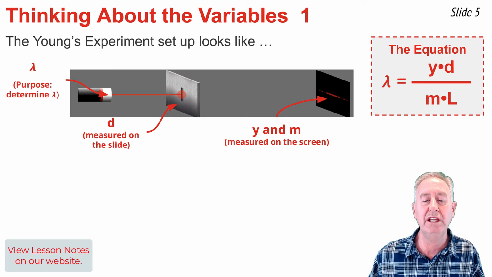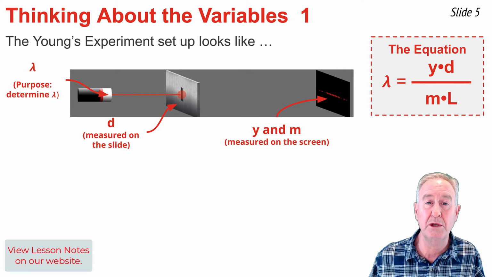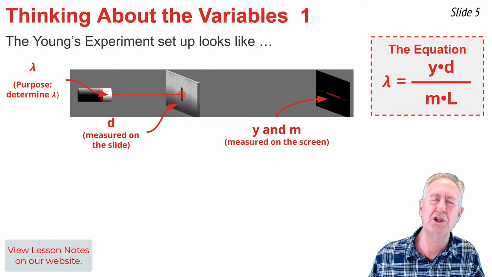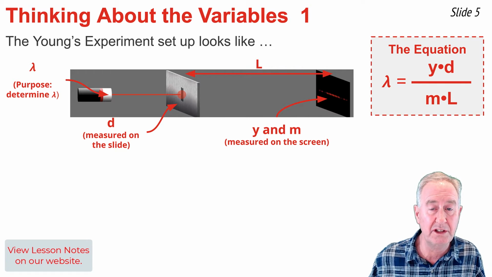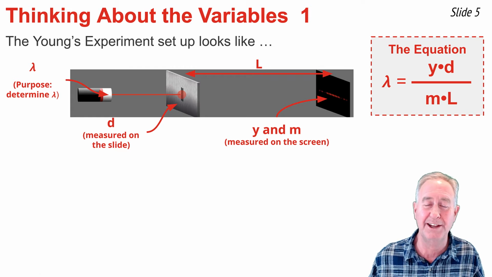The value d is the separation distance between slits. It's measured on the slide, but in actuality, usually the manufacturer of the slide provides the value of d. The value of L is measured from where the slide with the slits is to where the screen is.